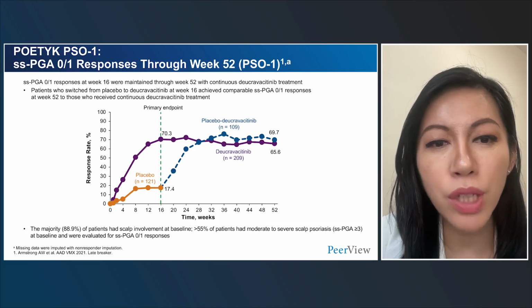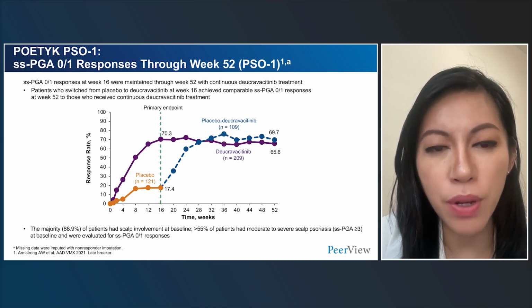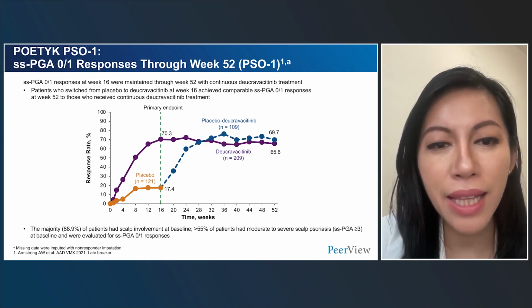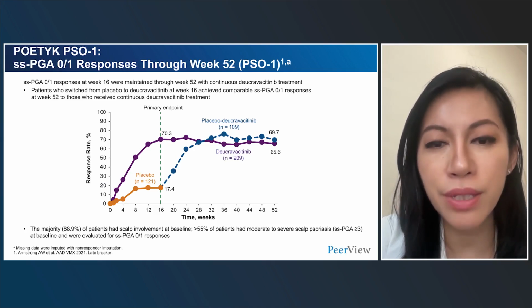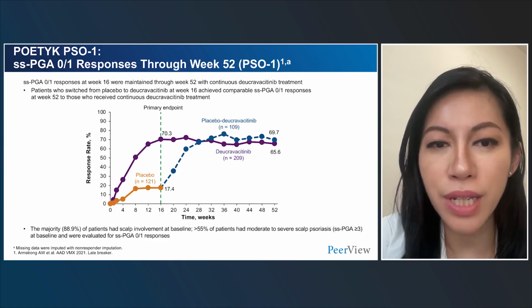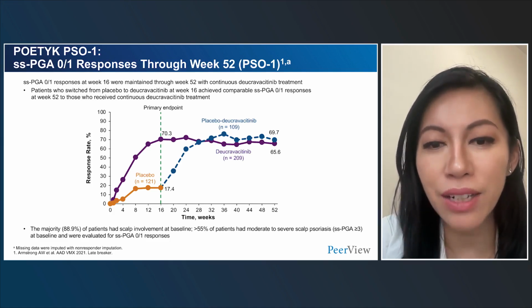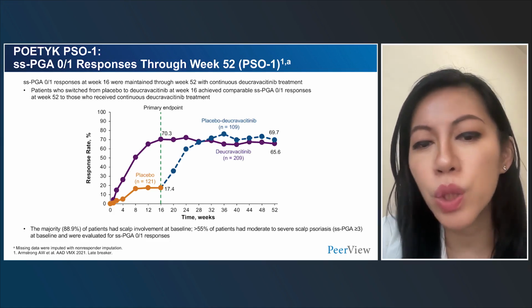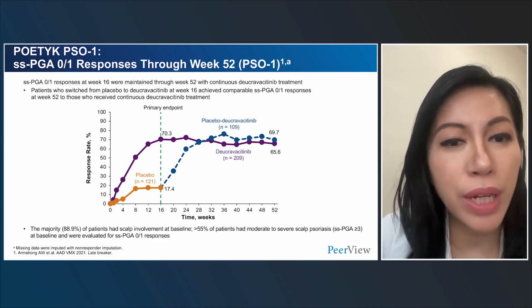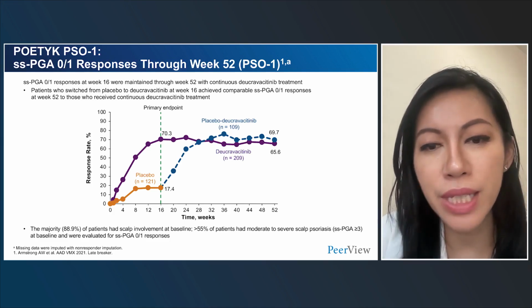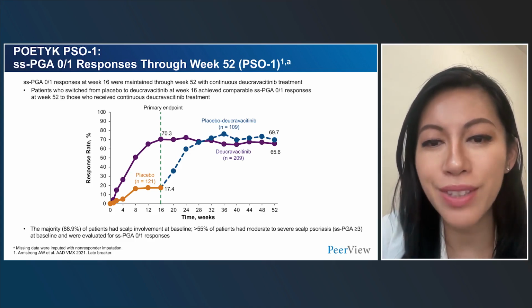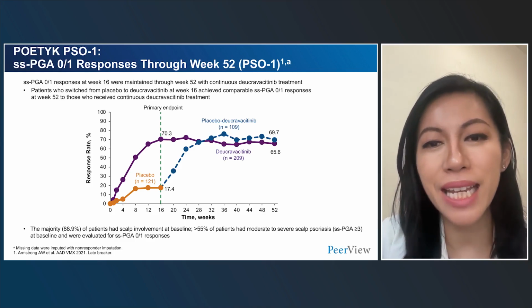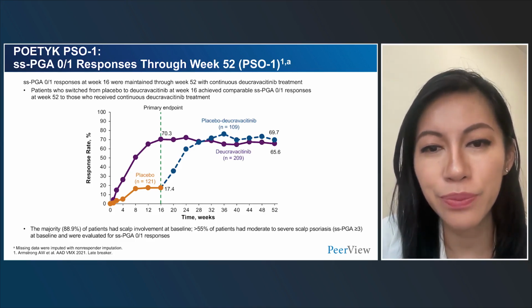Now, what about long-term scalp response? So what you see is that 70% of the patients initially achieving clear or almost clear, if you follow them throughout time, they maintain that clearance over time. So when you're looking at 1-year data, the rates are very similar. We don't see a drop off. We see nearly 70% of the patients, 69.7% of the patients maintaining that through 1 year.